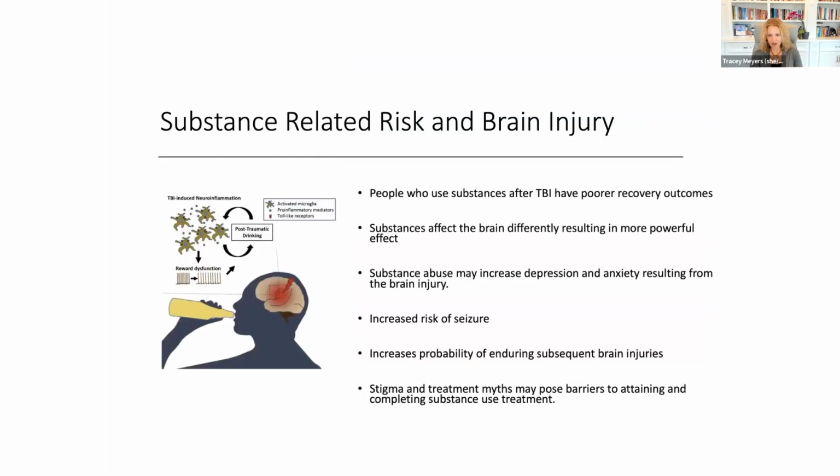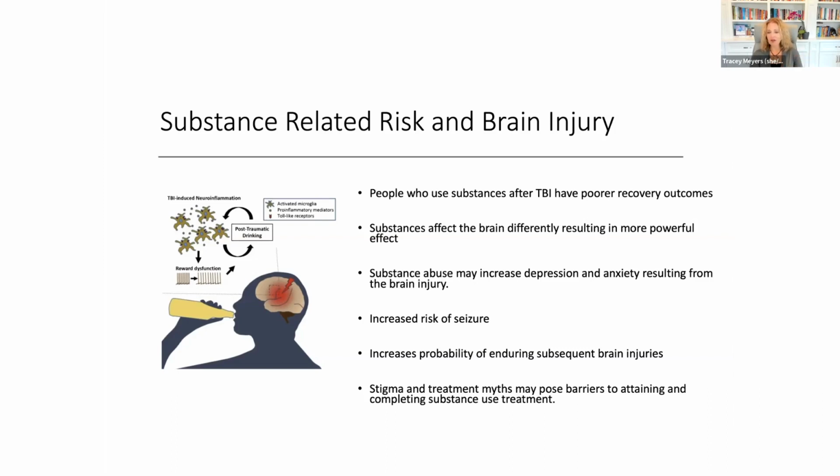In general, people who use substances after TBI have poorer recovery outcomes. Just really important to know. Substances affect the brain differently when someone's had a brain injury, and it can create a more powerful and dangerous effect. Substance use can increase depression and anxiety resulting from brain injury. Folks that have had brain injuries already are more likely to have depression. About 50% of people that have had brain injuries have some risk of depression and anxiety. Increased risk of seizure. In Donna's case, she had a seizure when she reintroduced alcohol into her system.